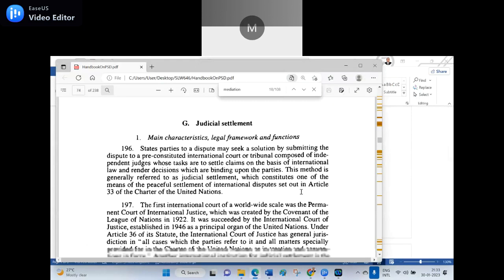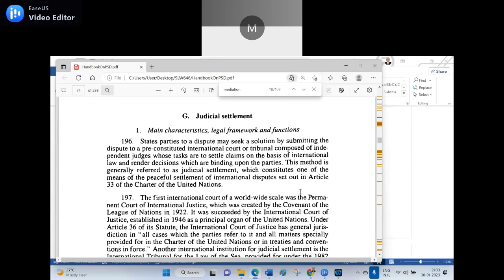Okay, let me see that today. Actually I want to open that thing, but let you concentrate on today's class on judicial settlement. So how will an international dispute be resolved with judicial settlement? Main characteristics of the legal framework and the function: state parties to a dispute may seek a resolution by submitting the dispute to a pre-constituted international court or a tribunal composed of independent judges, whose tasks are to settle claims on the basis of international law and render a decision which is binding upon the parties. Let me explain this point.